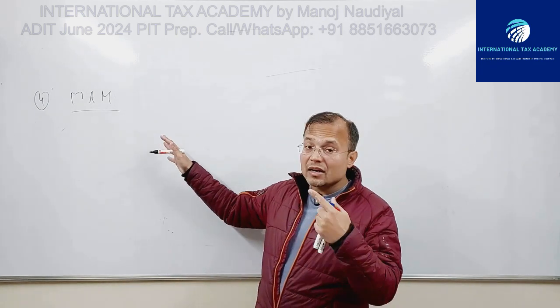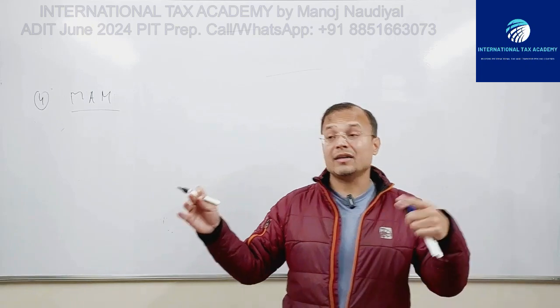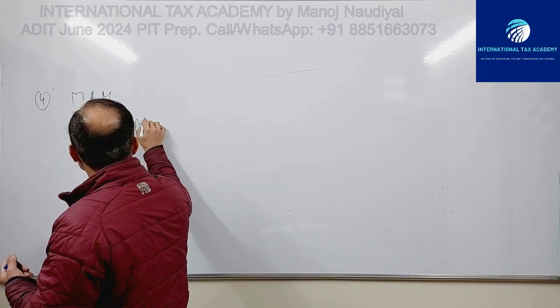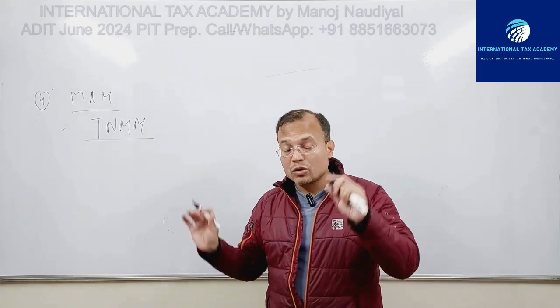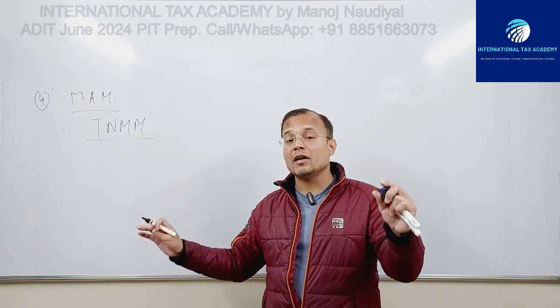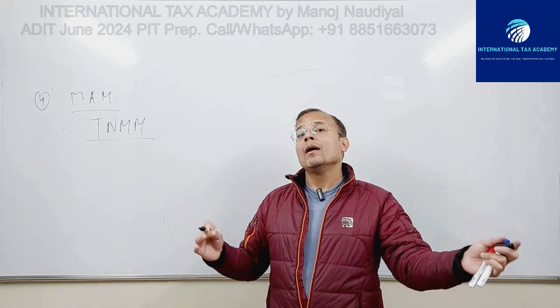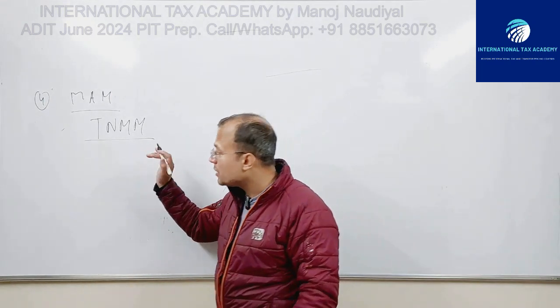So finally it zeroes in upon and selects the transactional net margin method, TNMM. So TNMM, transactional net margin method, is the method of choice. So TNMM has been chosen as the most appropriate method for pricing of in-country, in-scope, qualifying, baseline marketing and distribution transactions, right? TNMM. Now there is an exception.